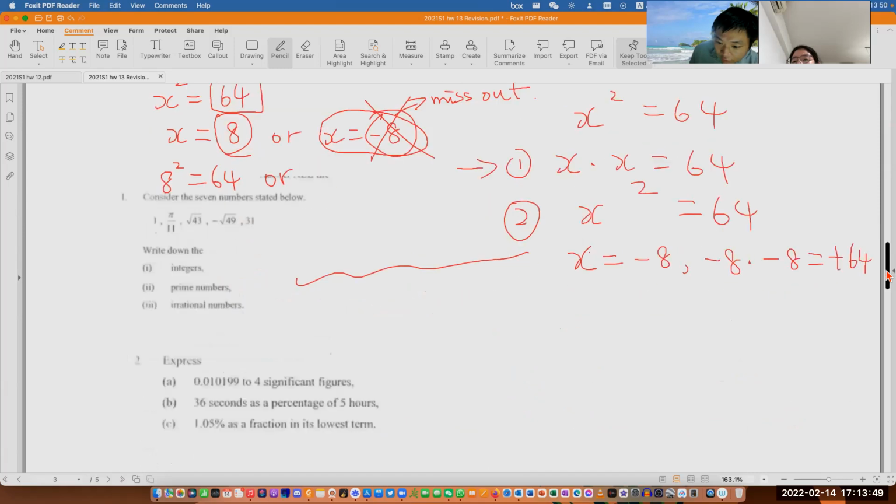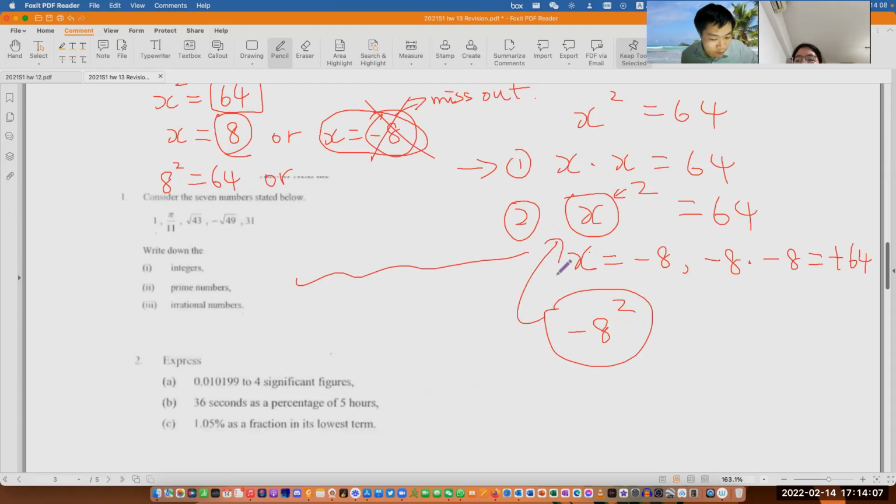Okay, let's do it for the second option. For the second option, can you see that they want to square the x? They want to square the x. So if you put negative 8 to the power of 2, what's wrong with this? Compared to this x squared, what's wrong with this? Or is there anything wrong?